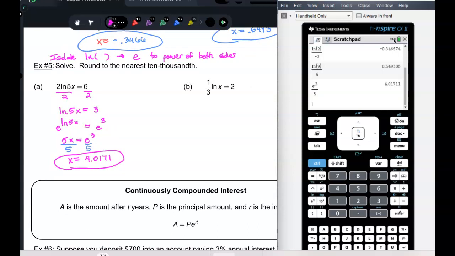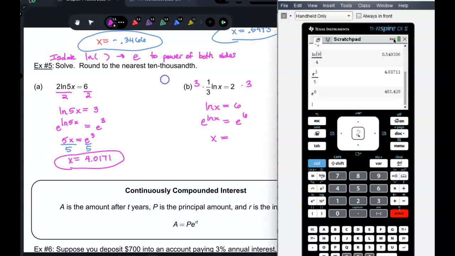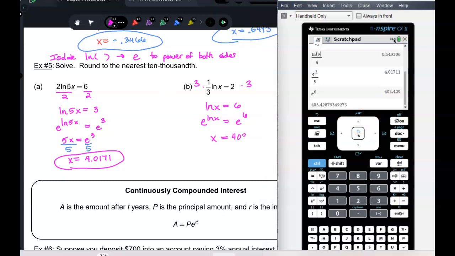How about B? The first thing we're going to do is multiply both sides by 3. So we have natural log of x equals 6. Now we're going to raise e to both sides. The nice thing here is on the left side we just get x. So we're just going to do e to the 6th power, which is 403.4288.